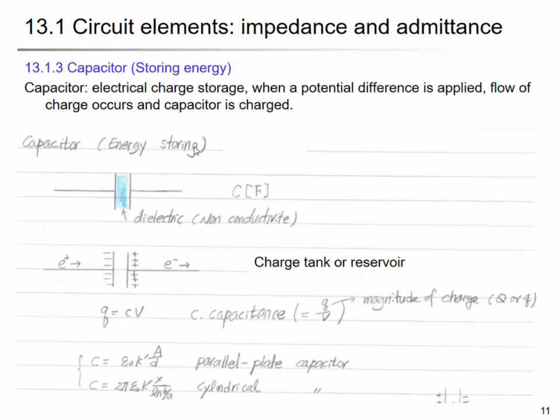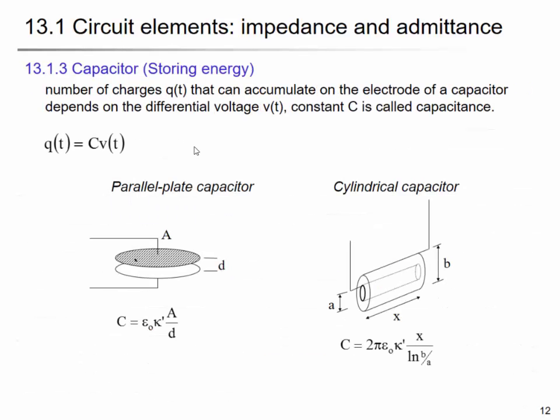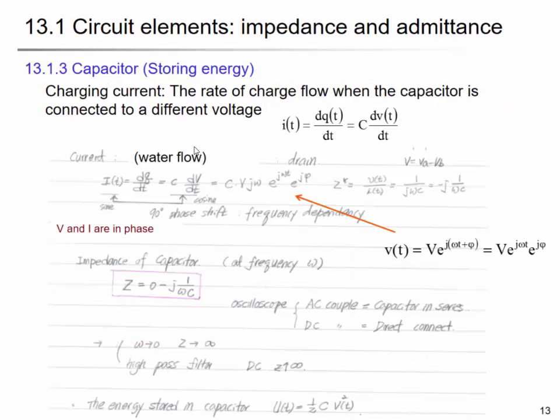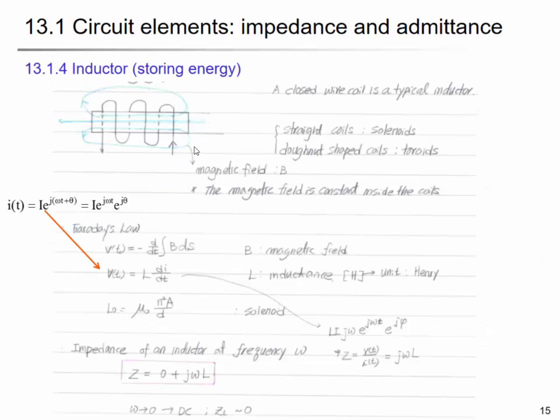And a capacitor is a device storing energy, and the unit is the Farad. The basic equation is that the charge equals the capacitance times the potential difference. So this is the equation to calculate the capacitance for the parallel plate. And this is for the cylindrical capacitor, so you have one electrode outside and the other electrode inside. Inductor, again, you have a coil and inside you have a conductor.